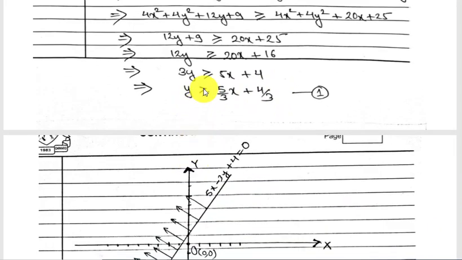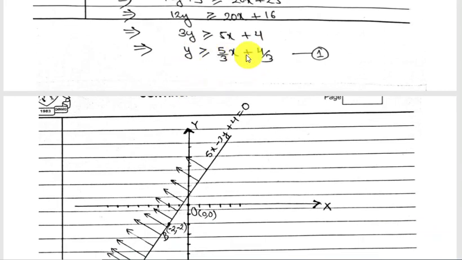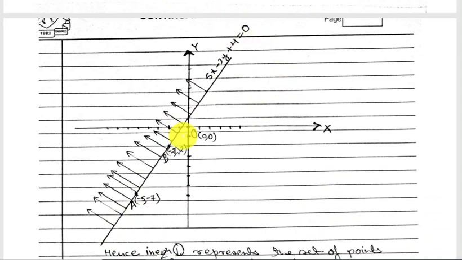For a moment, if you consider equality over here, the equal to sign over here, then this is nothing but a straight line. Understood? So what we'll do is we will draw the straight line y equal to 5 upon 3x plus 4 by 3. Firstly we'll draw y equal to 5 by 3x plus 4 by 3, that straight line. When we draw, we'll get this straight line.